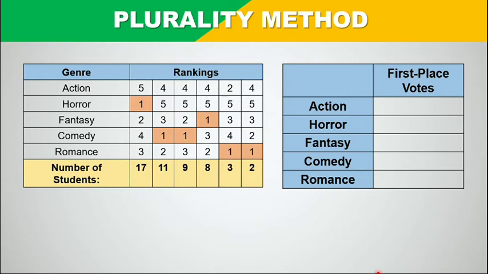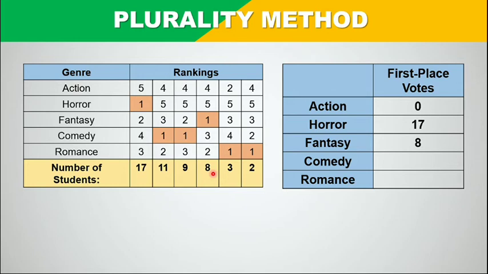Now in action, we will look at this row. As you can see, there is no first rank here, no number 1 in this column. Therefore, action received 0 first place votes. Now in horror, we only have one ranking here, so we look at the bottom to see how many students voted horror as their first place vote. We have 17. Now for fantasy, we look at this row. We still have one rank, so we look at the bottom. We have 8 first place votes.